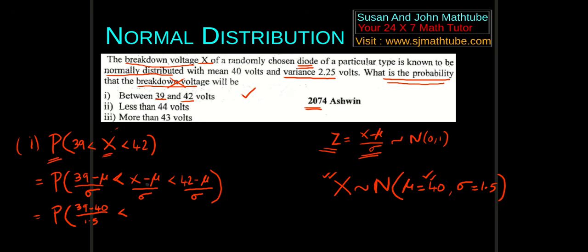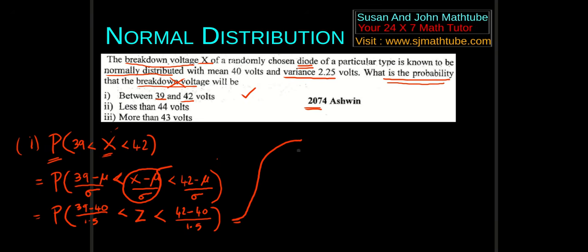1.5. What do you call this? Yeah, it's called Z or C. You can call whatever you like. So 42 minus 40 divided by 1.5. Take a calculator and simplify this. So we get probability of minus 0.67 less than Z less than 1.33.